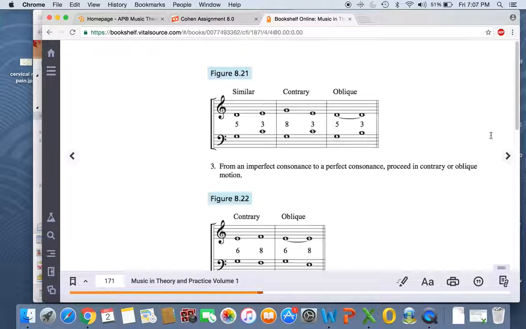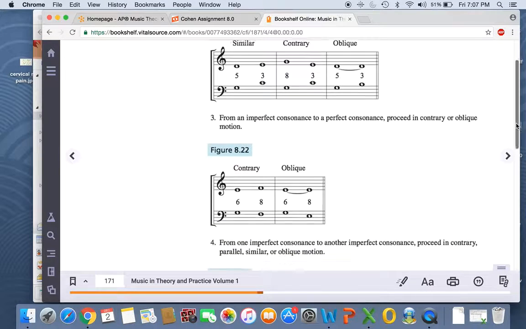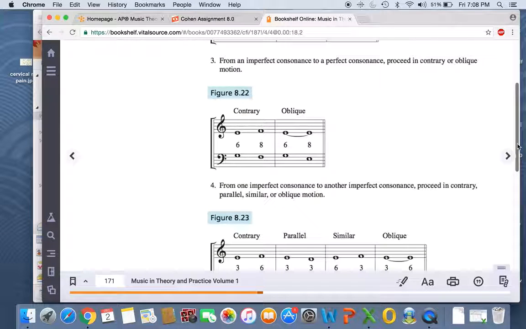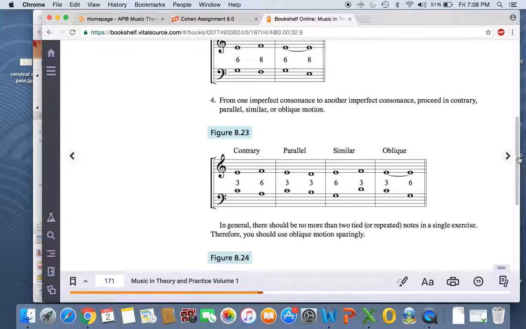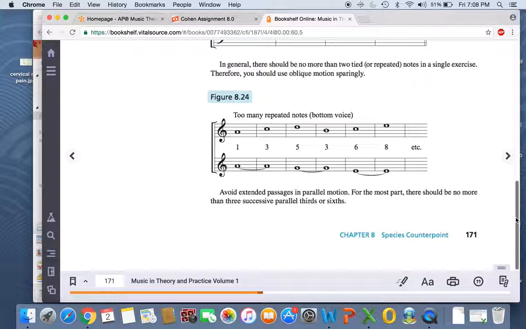That gives you more choices, and there they are. From an imperfect consonance to a perfect consonance interval, proceed in contrary or oblique motion. From one imperfect to another imperfect, proceed in contrary motion, parallel motion, similar. There's all kinds of choices there. It's good stuff, right?